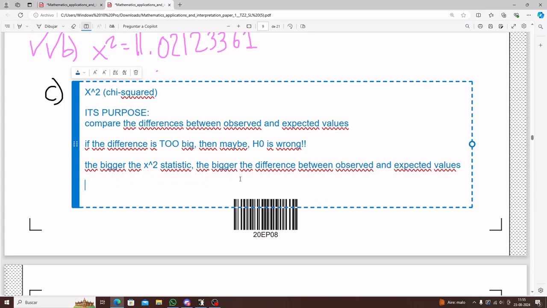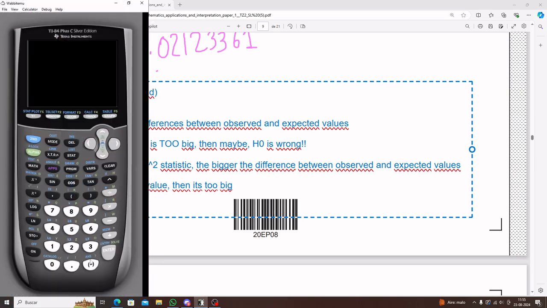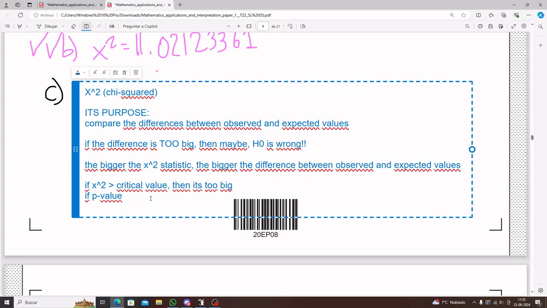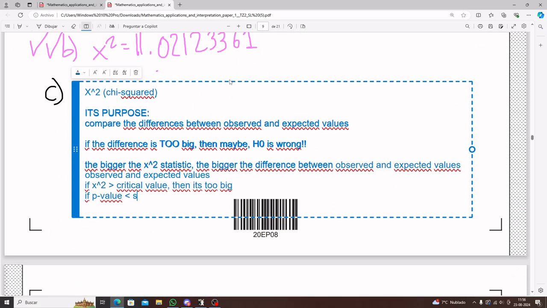So for evaluating if it's too big or not, you would basically say, if the chi-squared is bigger than the critical value, then it's too big, okay? That's basically it. If the chi-squared is bigger than your critical value, then it is too big. The other thing you do is that if the p-value, which we got over here in the calculator, is less than your significance level, then it's too unlikely. Okay, so these are two sort of things.